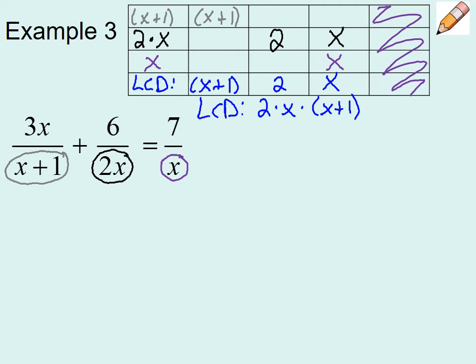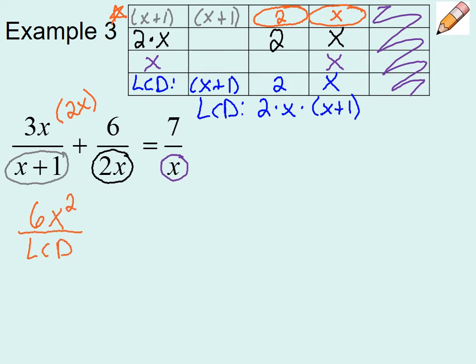So we're going to go to that first fabulous column here. Figure out what's missing, what we need to multiply our 3x by. So I have an empty space here and here. This should be a 2 and this should be an x. So I need to multiply my 3x by 2 times x. So when I do that, I take 3x times 2x, which is going to give me a 6x squared all over my LCD. My first fraction is now done.